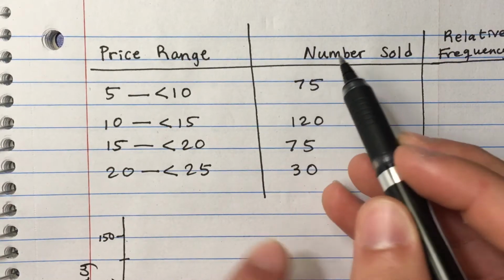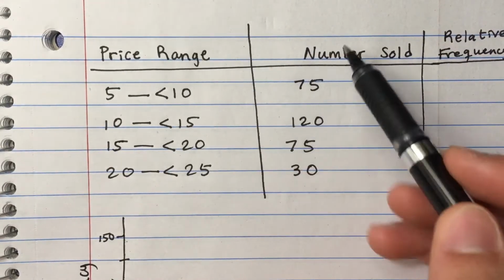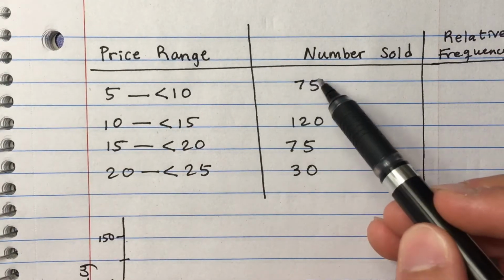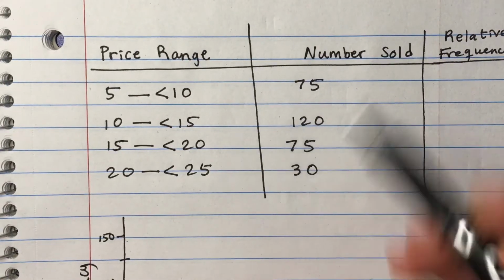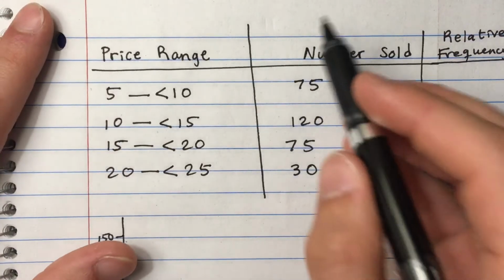how much of whatever we're looking at. In this case, we have a price range and how much sold. So 75 items sold in this price range, 120 this, and so on. And so that's our frequency.